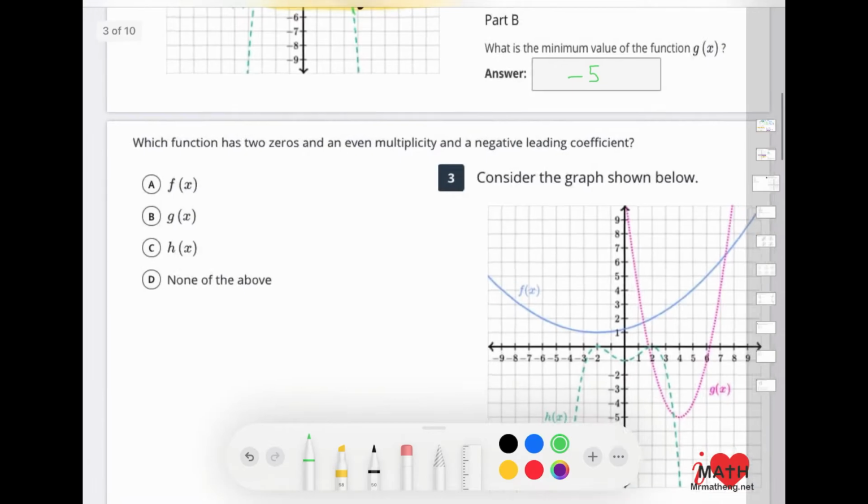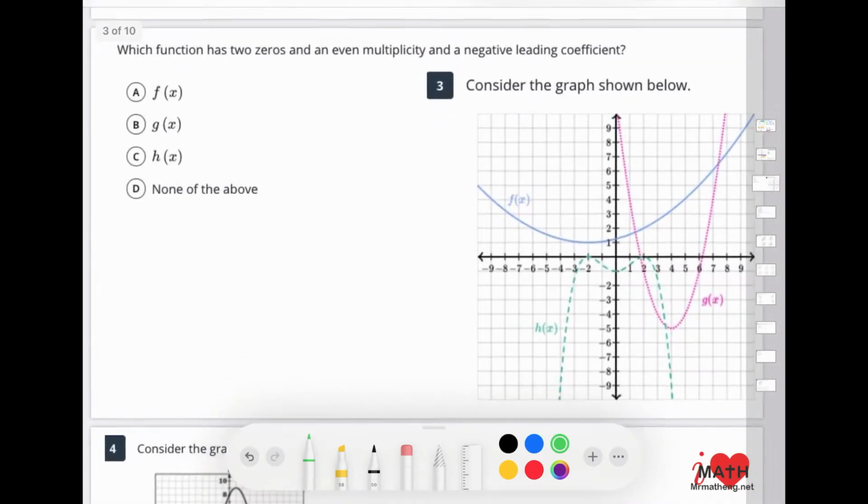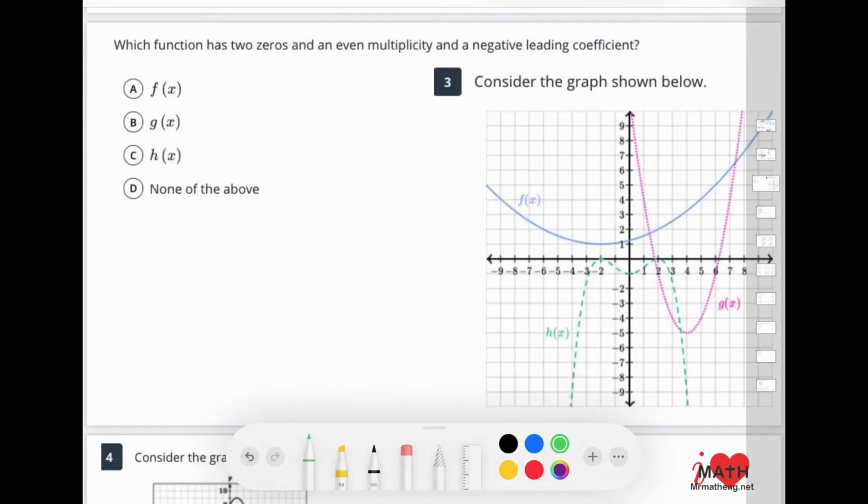All right, let's move on to question number 3. Which function has 2 zeros? So actually the same graph as the previous problem. Which one has 2 zeros and an even multiplicity and a leading coefficient? Okay, leading coefficient basically says, when the a value is negative. And what that does is it basically just reflects it over the x-axis. Okay, which one is kind of turned upside down basically? And the only one that has that is h of x.